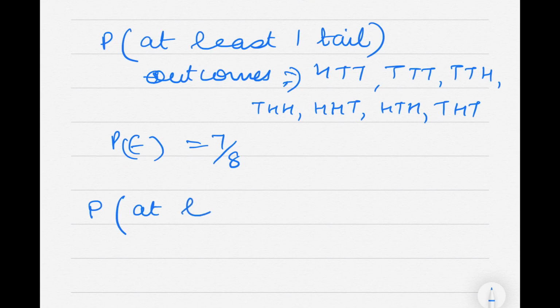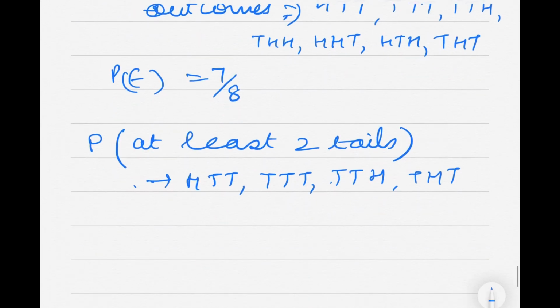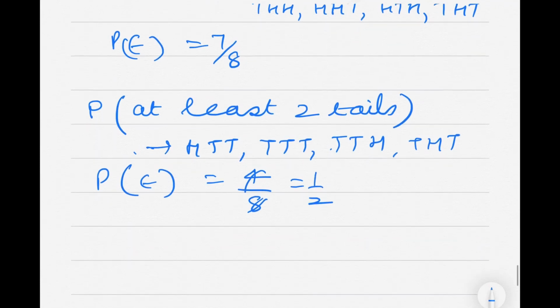Now at least 2 we can do, so at least 2 tails. It can have 2 tails as well as more than 2 tails, because it said at least. So what will be my outcomes for 2 tails? Head, tail, tail. Then tail, tail, head, right? And one more, tail, head, tail. It won't have less than 2 tails, so it can't have 1 tail and it can't have 0 tails, correct? It can have 3 tails also. So I have 1, 2, 3, 4 outcomes, right? So the probability of this event is equal to 4 by 8, that is equal to 1 by 2.